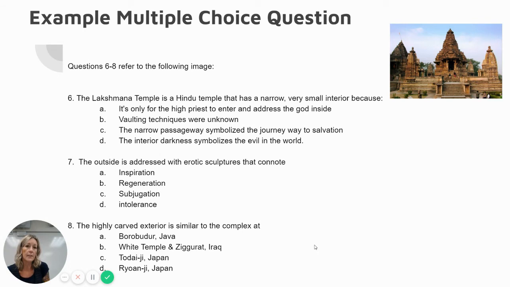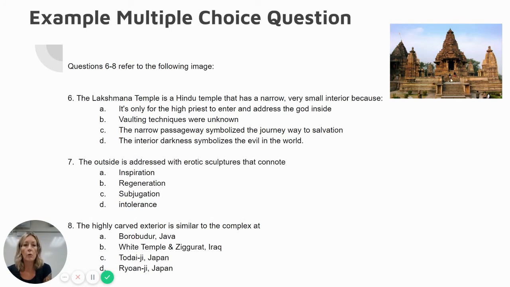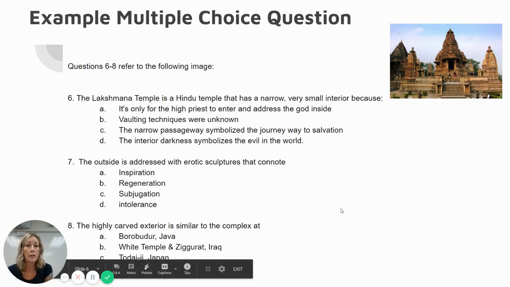So I've just given you some examples of questions just so you can understand what I'm talking about. You can see what to kind of expect this week on our content test. But here's an example of multiple choice. Remember I said that sometimes they will provide you with an image and then they'll have a series of questions that go with that image. So for example, it says questions 6 through 8 refer to the following image. Well, there's the image, okay? And then they ask you 3 questions about that image. That's a typical multiple choice scenario.